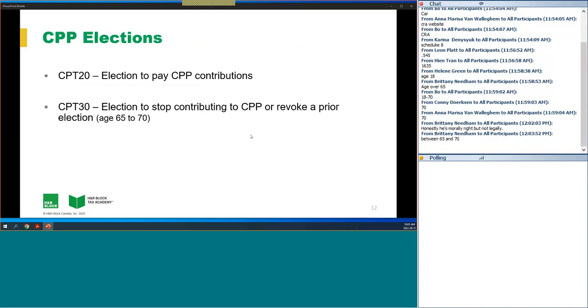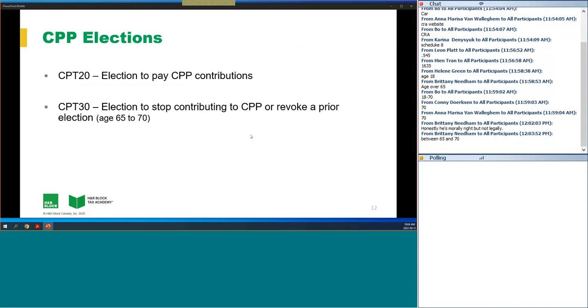Well, we have something called a CPT 20. The big one is between the ages of 65 and 70. So yes, Brittany, you have it right. When you're 65, you can choose to stop paying into CPP. You can say that's enough. I've paid all the CPP I want to pay. I want to stop paying. You will file a CPT 30 to do that.